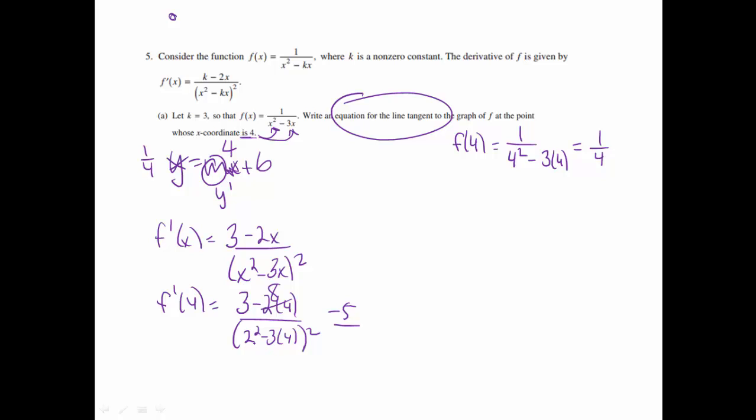okay, hold on, did I do that right? Oh, this is 4, sorry. X was 4. 4 squared, which is 16, minus 12 is 4. 4 squared is 16. So this will be my m.